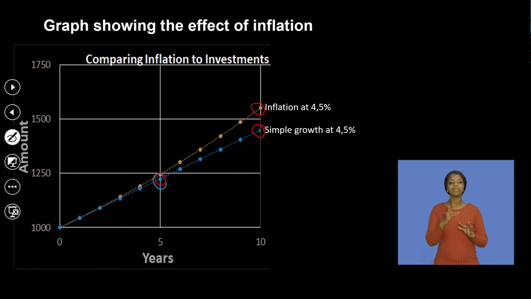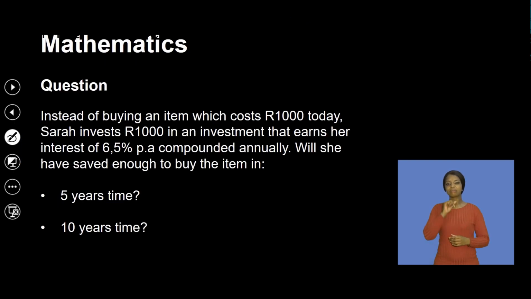What would that mean? Now, instead of buying this, Sarah says, nah, I want to invest this at an interest rate of 6.5%, which is 2% more than the inflation rate. But now at compound interest and not on simple interest. We need to look at whether she will have saved enough to buy the item in 5 years or in 10 years.